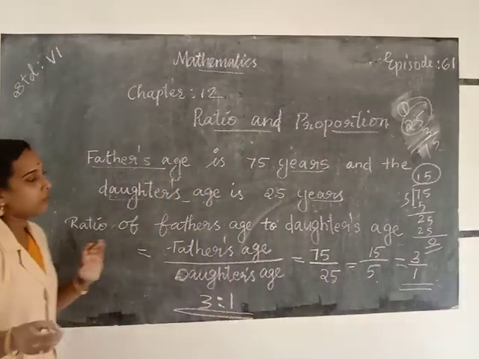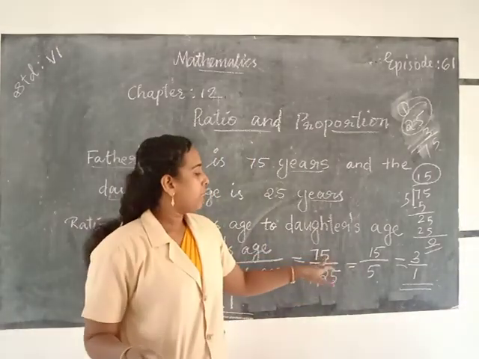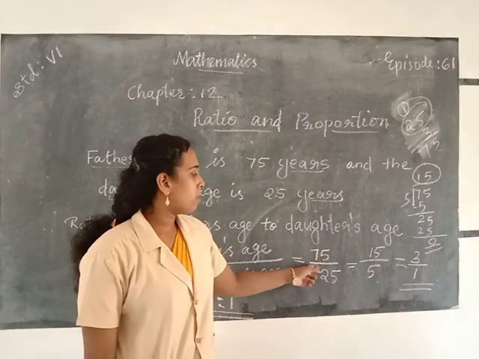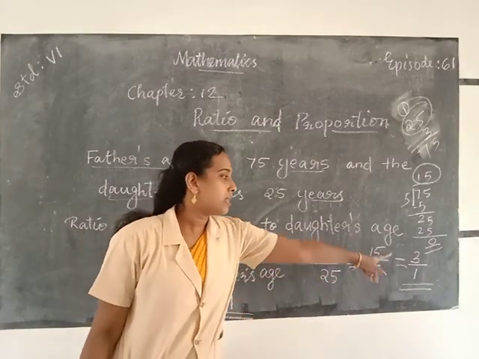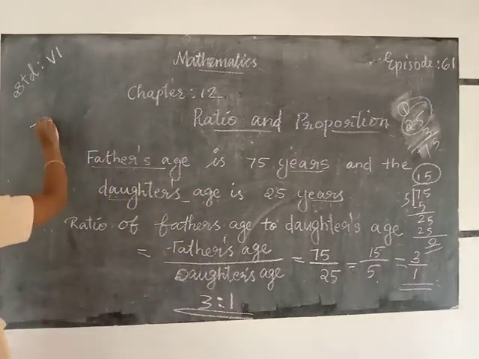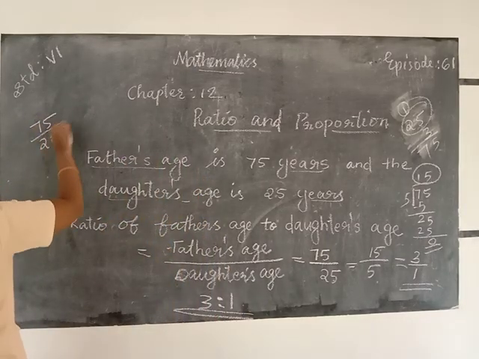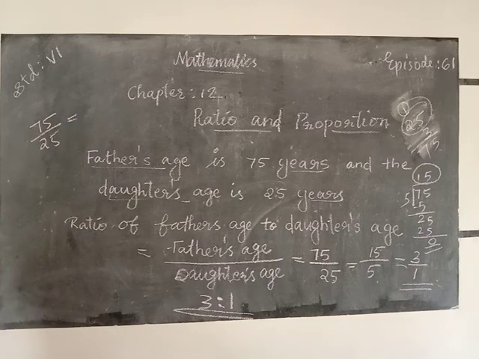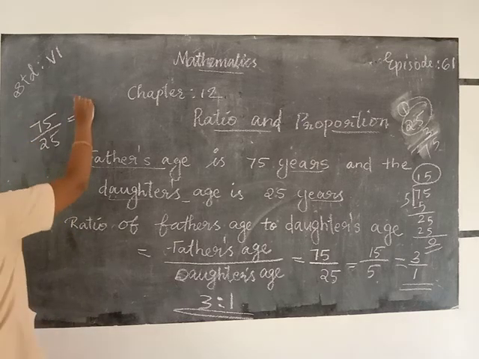If you divide the numerator and denominator by the highest common factor, then we get the answer, that is 3 is to 1. If we take 75 by 25, and here 25 is the highest common factor, to simplify this fraction we divide numerator and denominator by the highest common factor, and here the highest common factor is 25.